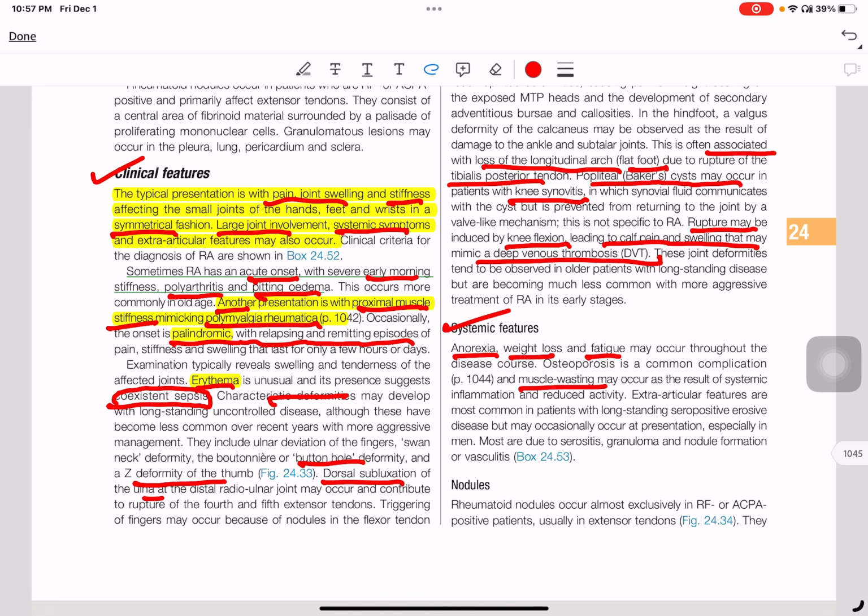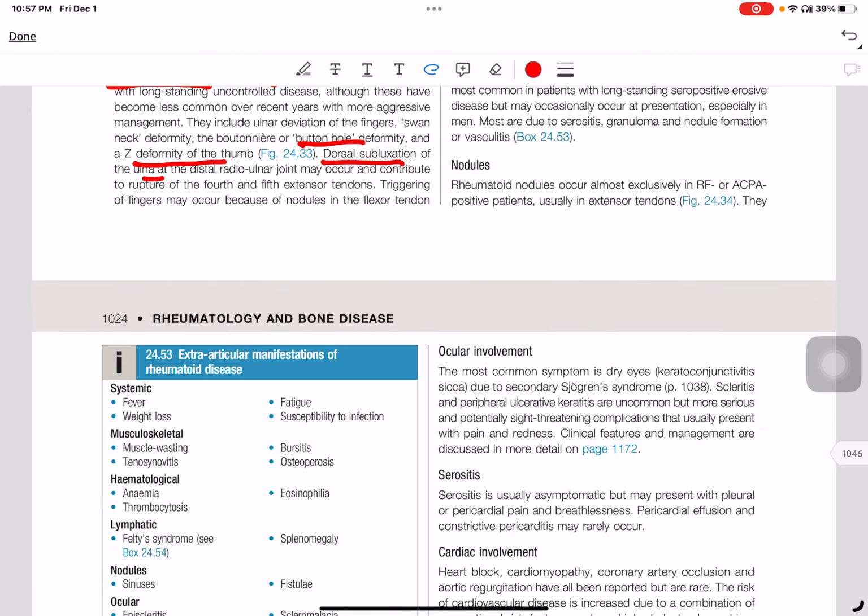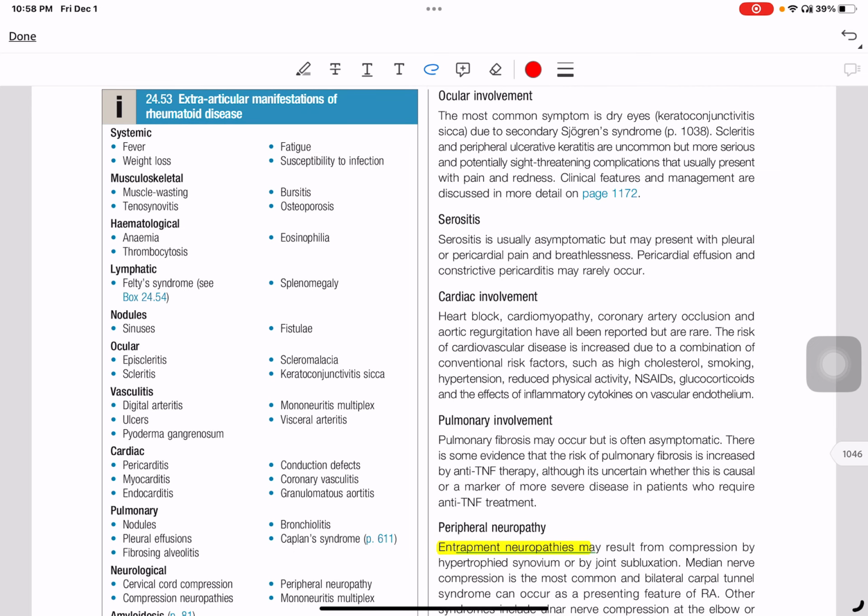There is systemic muscle wasting. There are some extraarticular features. There is a box of extraarticular presentations. In the box, there are some extraarticular presentations of rheumatoid arthritis. In systemic features, the patient may have fever, weight loss, fatigue, and susceptibility to infection. In the musculoskeletal system, there may be muscle wasting, tenosynovitis, bursitis, osteoporosis. In the hematological system, there may be anemia, eosinophilia, and thrombocytosis.